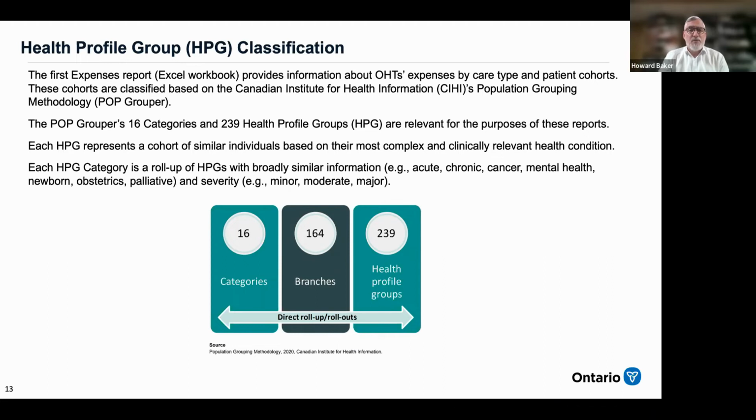For the purposes of these reports, the health profile groups and categories are used to assign expenses to your population. The 16 categories are the final roll-up of the HPGs based on similarities in information, such as acute, chronic, or mental health profiles, and severity. And as Jillian mentioned earlier, if you'd like more information about HPGs and CIHI's POP grouper, I encourage you to review the Ontario Health Team's Data Supports Guidance document.